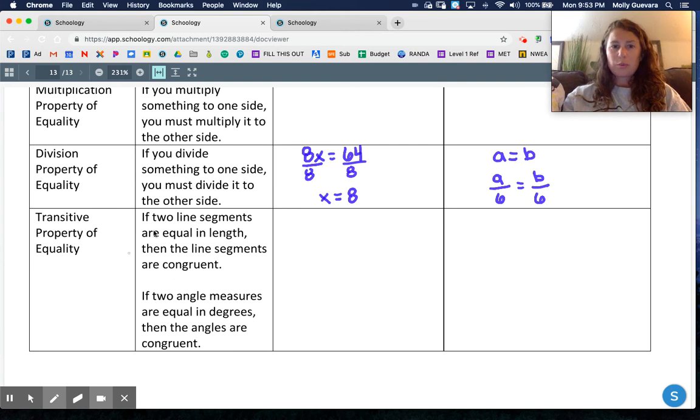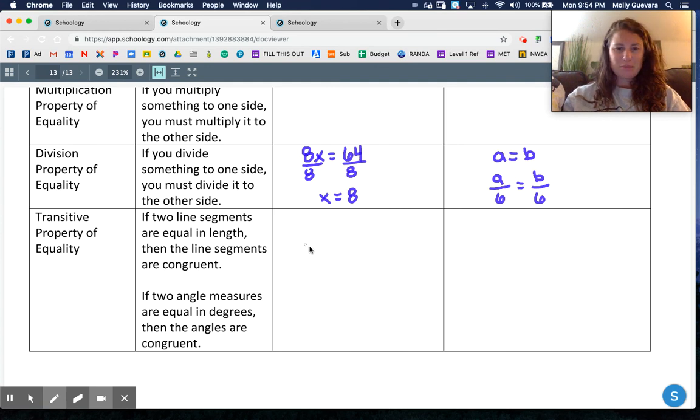So what this is, if two line segments are equal in length, then they are congruent. And I know that that seems really weird, right? If two lines are the same length, then they're the same length. Like, duh, right? But this actually comes up quite a bit. And the same thing for angle measures. If two angle measures are the same, then they are congruent.